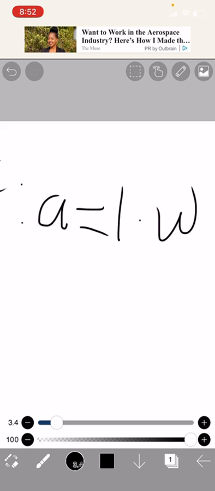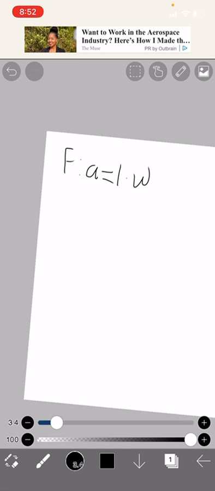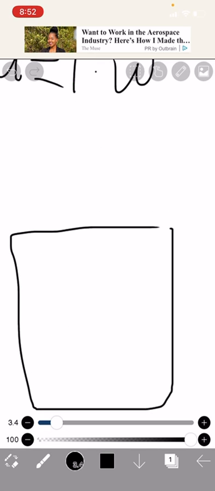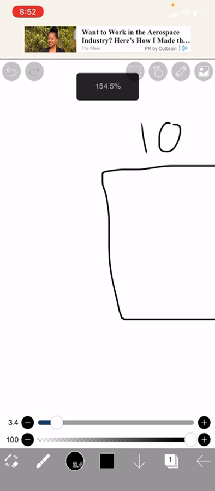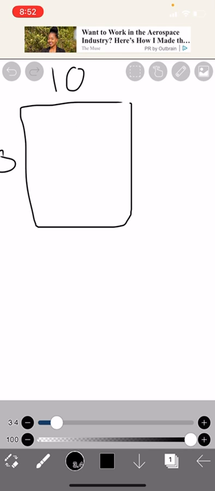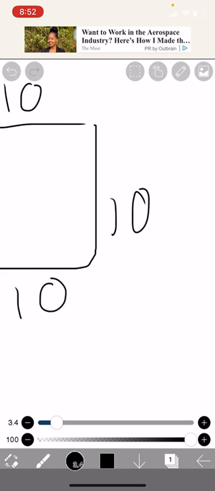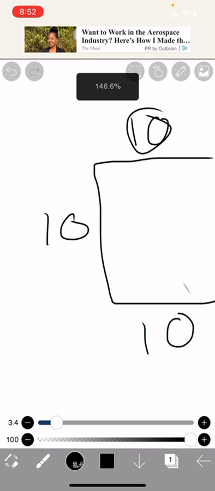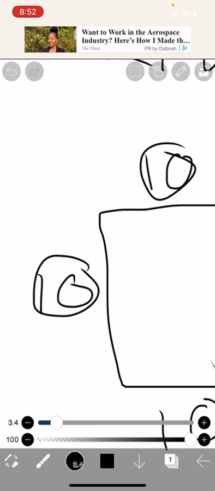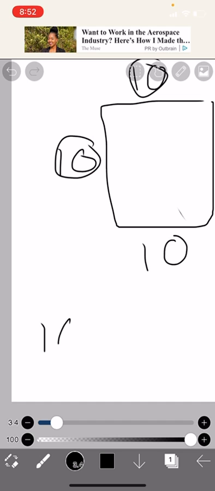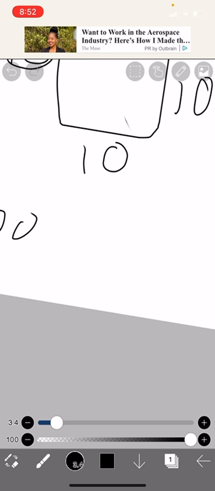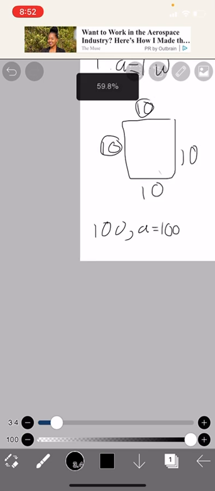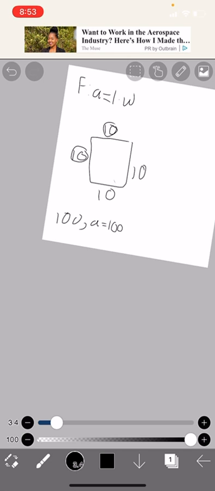So say you wanted to find the area of this right here. And let's say each side is worth 10 because it's a square, so each side is going to be even. Well, that means this is the width and this is the length. So you multiply 10 and 10 and you get 100. So that means A equals 100, which is the area. So that's just the basic.